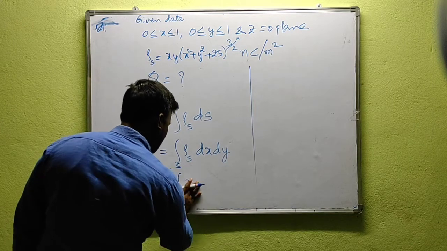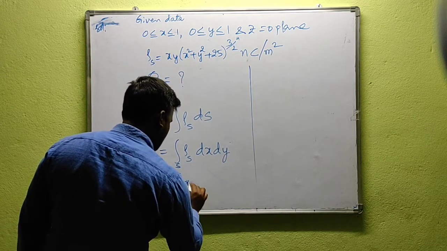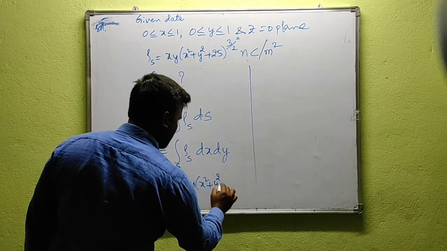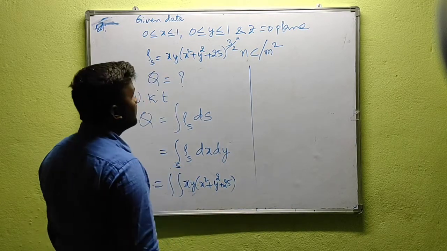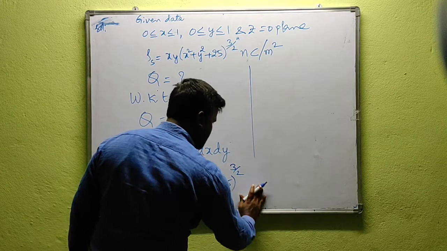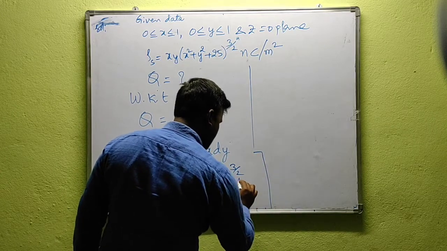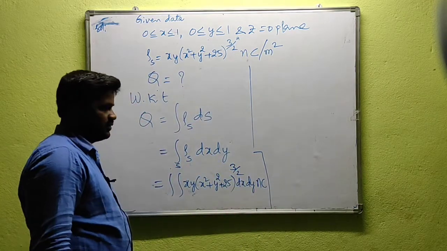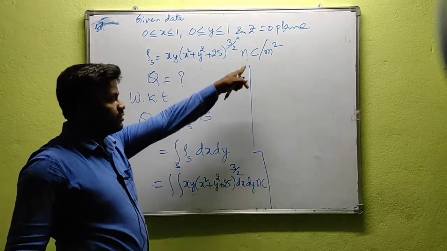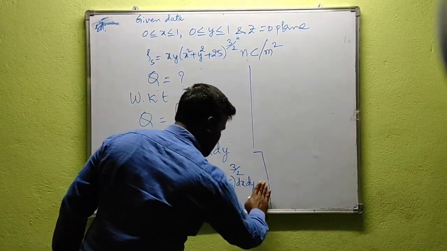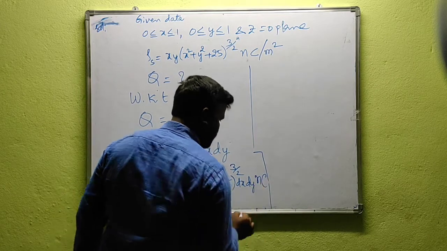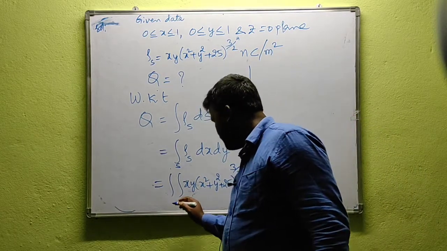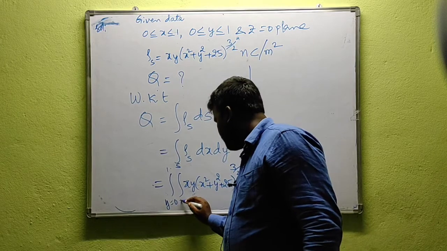Xy into x square plus y square plus 25 whole power 3 by 2 dx into dy into nano coulombs, or else 10 to the power minus 9, since it is nano coulombs per meter square. If it is coulombs per meter square, we can leave this as it is, that is into nano coulombs. Now simplify this one. So we can write limits like this, that is y from 0 to 1 and x from 0 to 1.